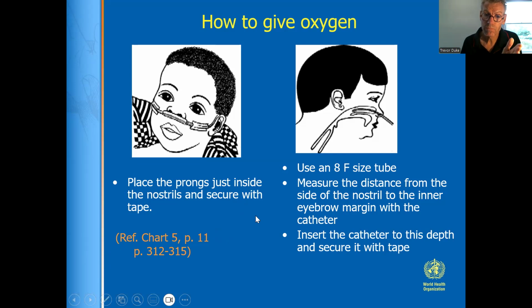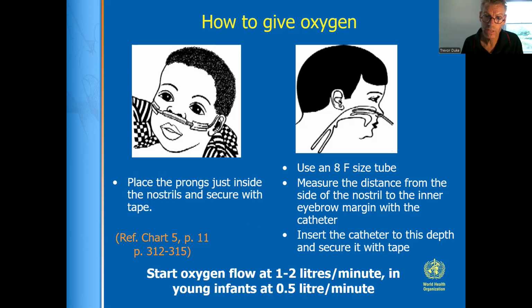In the book, there's a chart on how to give oxygen on page 11 if you need, and there's more information about giving oxygen on page 312 and 315 in the second edition of the book. There's also, as I said, a WHO clinical guideline on oxygen therapy in children, published in 2016. You should start the oxygen flow at about 1 to 2 litres per minute. In young infants and neonates, then 0.5 litres per minute is usually adequate.